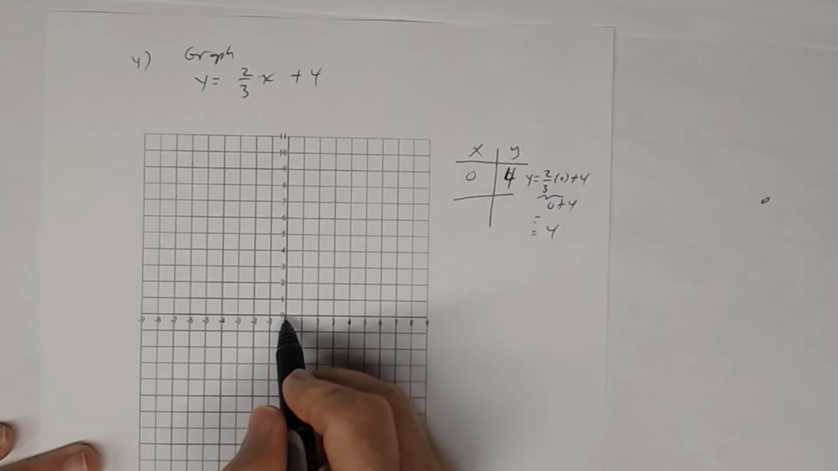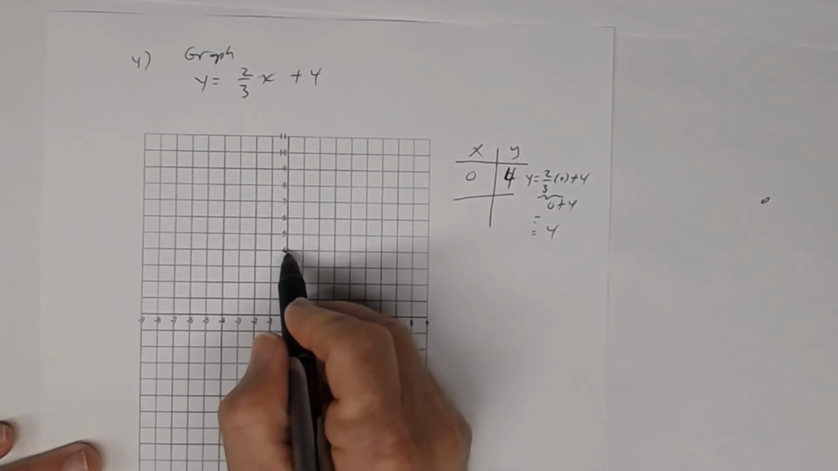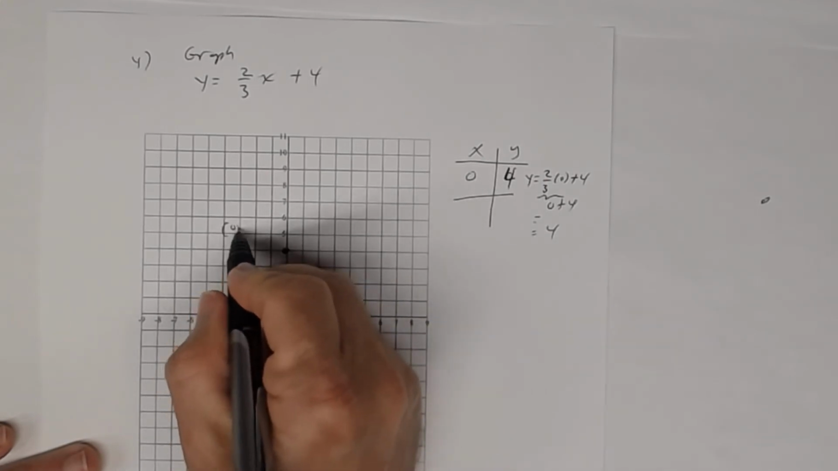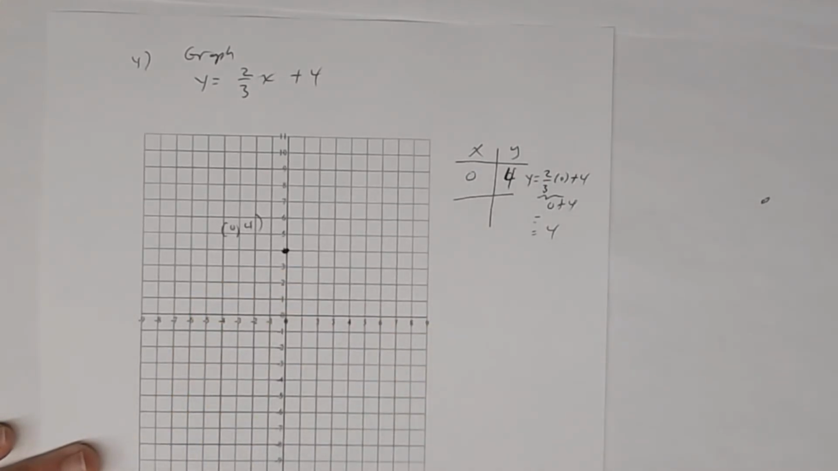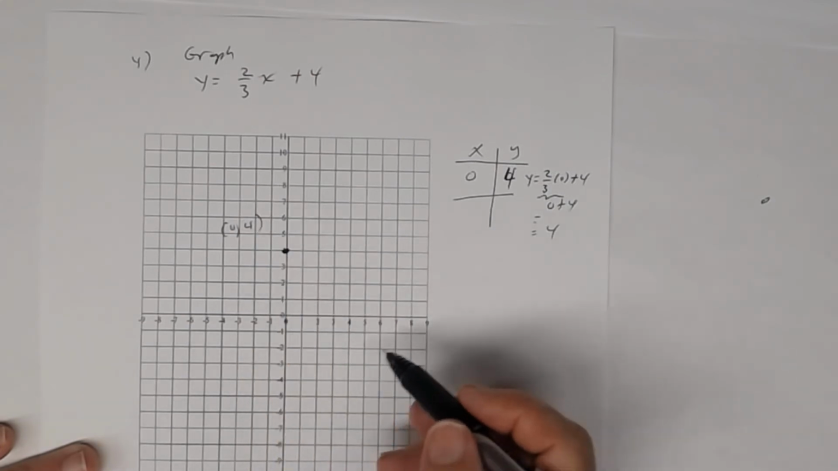So you're going to stay at the origin since x is 0, and then you're going to go up 4. 1, 2, 3, 4, right here. All right, so there's the point 0, 4. Okay? All right, now we need 3 points.